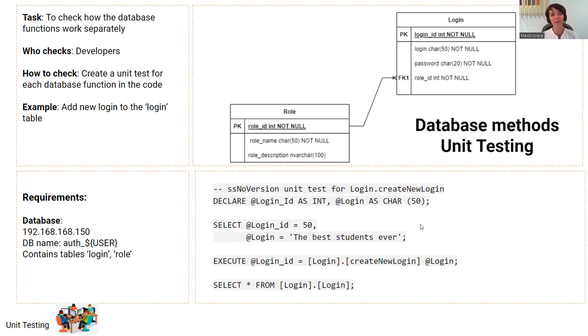If we are doing unit testing, our task here, in the top left corner of the slide, is to check how the database functions work separately. This is done by developers who are creating special things in the code called unit tests. A unit test should have a special check inside called assert, with the expected and actual result inside it. If the expected and actual results are the same, the unit test passed. If not the same, the unit test failed.